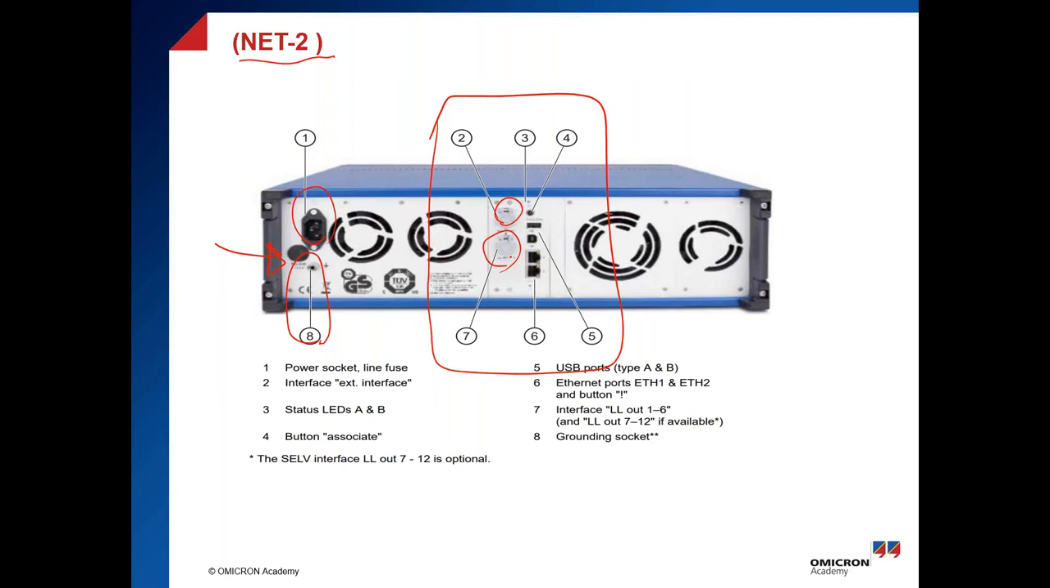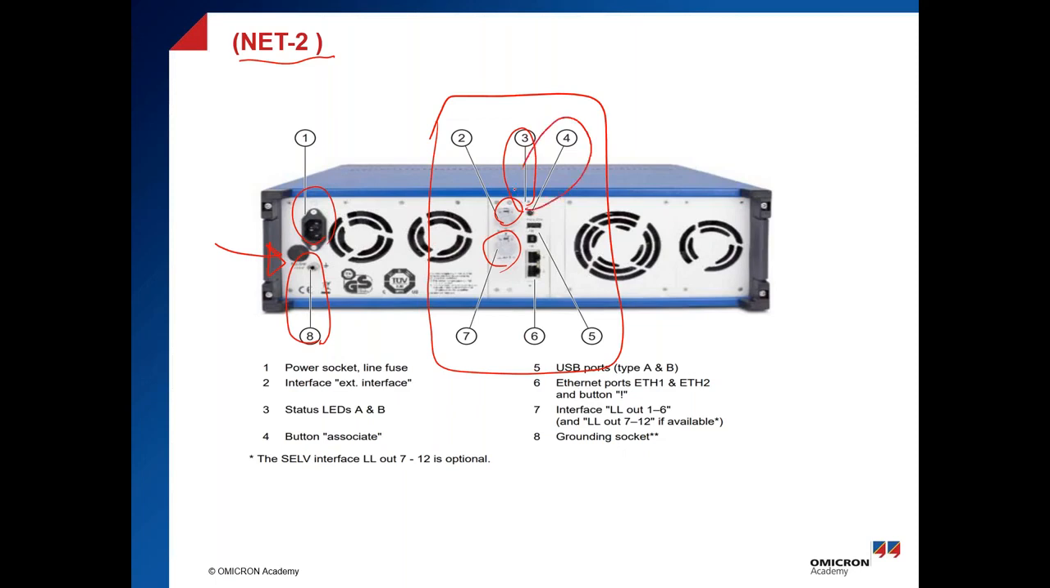After that, we have point number 3, which is also very important. We have 2 LEDs, A and B. These 2 LEDs can indicate the healthiness of the CMC: is it communicating correctly, or is there an issue with the communication or an internal problem with the hardware.